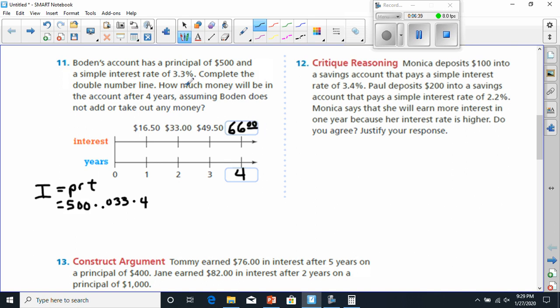But even though that's filled out, the question says how much money will be in the account. So we have to take 500 and add it to 66. And that's pretty easy, $566.